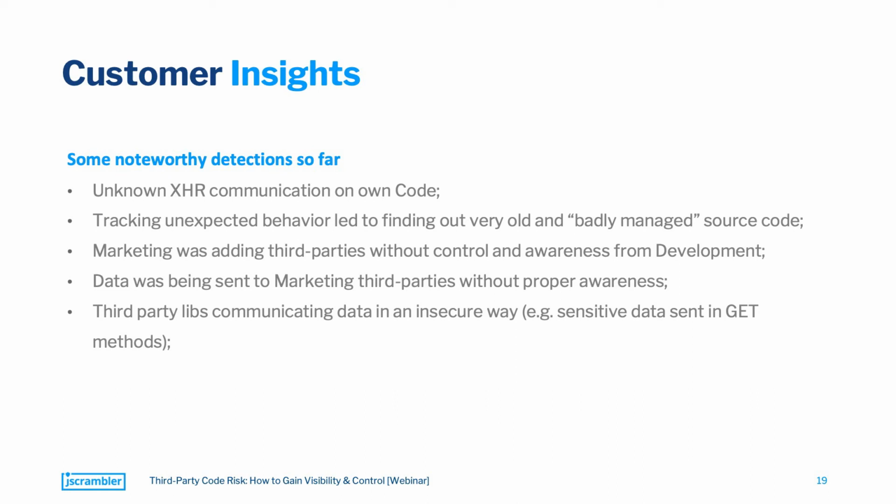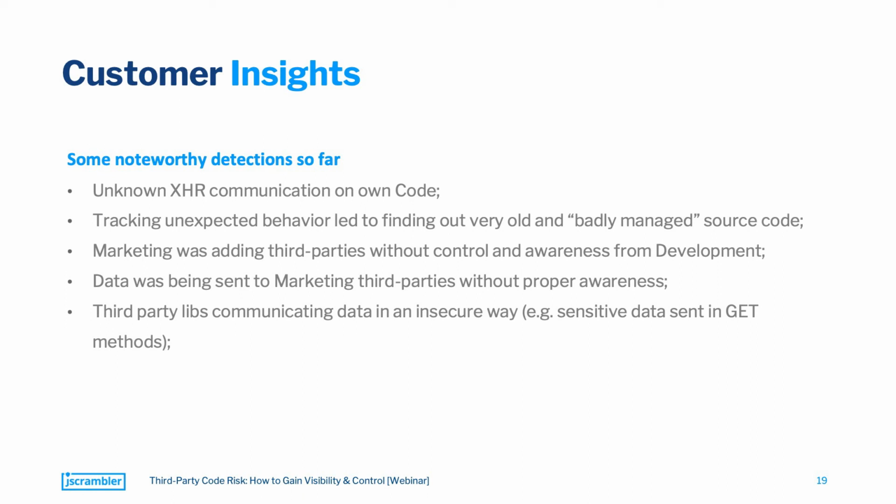For example, they were able to detect an unknown XHR communication in their own code, which was sending data out to domains which they did not expect and were not in control of. This is critical, of course, because you might be leaking private data, PII data, or sensitive data outside to a different company that you were not expecting or not in control of.